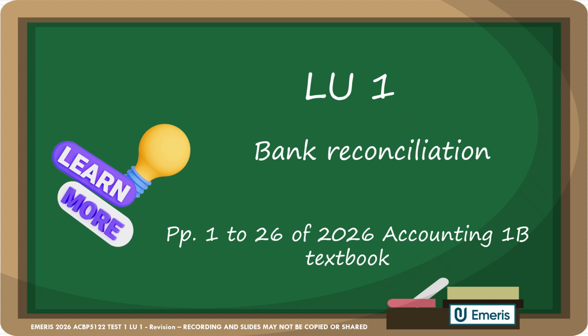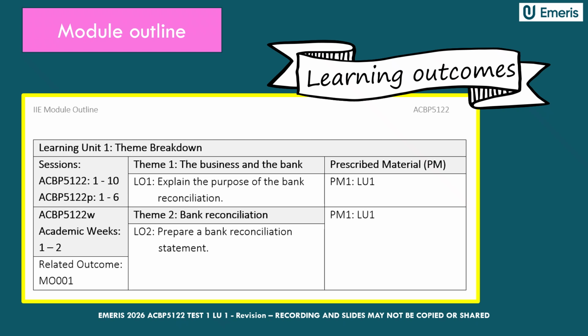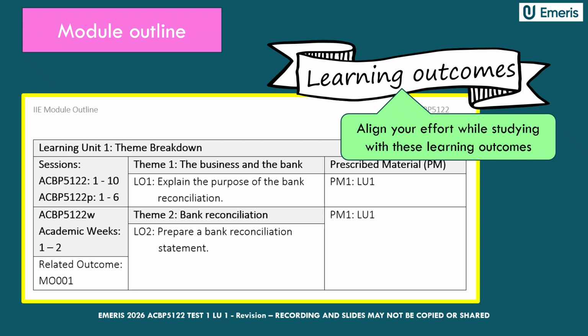your Accounting 1B textbook. Now, per the module outline, there are certain outcomes that you can be tested on in Learning Unit number 1. And it's always important that you should align your efforts while you are studying to these learning unit outcomes, because these are the key takeaways from this particular learning unit.